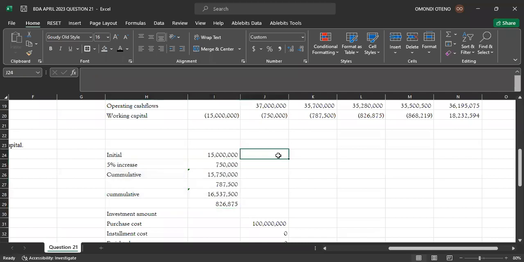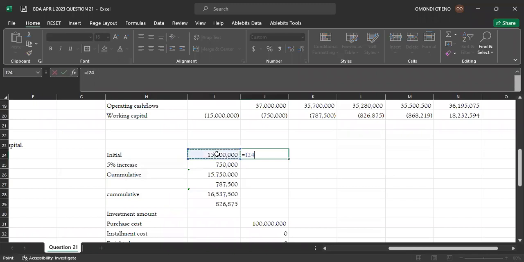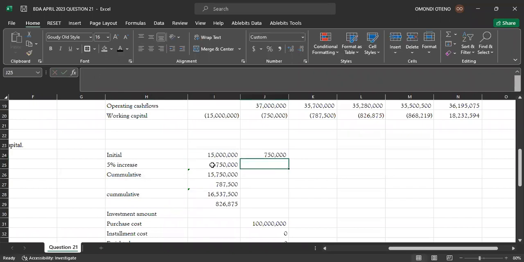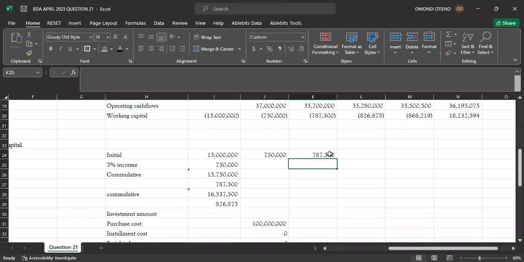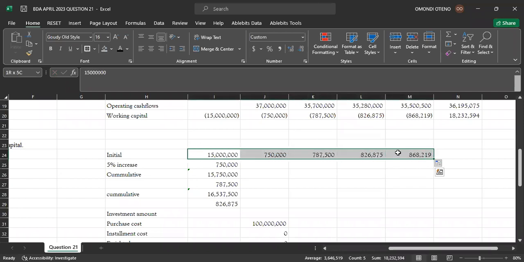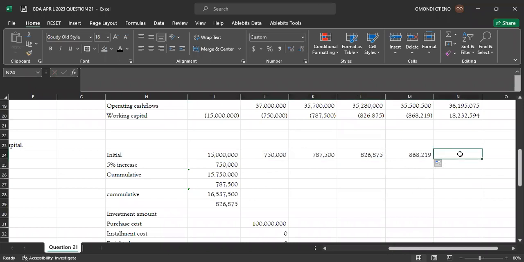So another person may say, okay, which is equal to this, I multiply by 5%. So that increase is what I have here. Then going forward, I now multiply by 1.05 because it is basically increasing by 5%. So those are the figures that I'm having here. If I add these plus the initial working capital, then I will get the total. That total is what I recover in the last period.